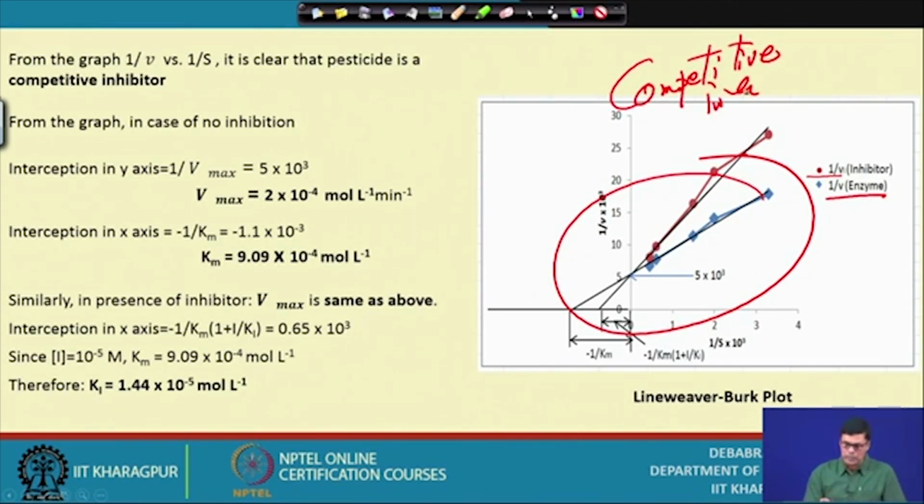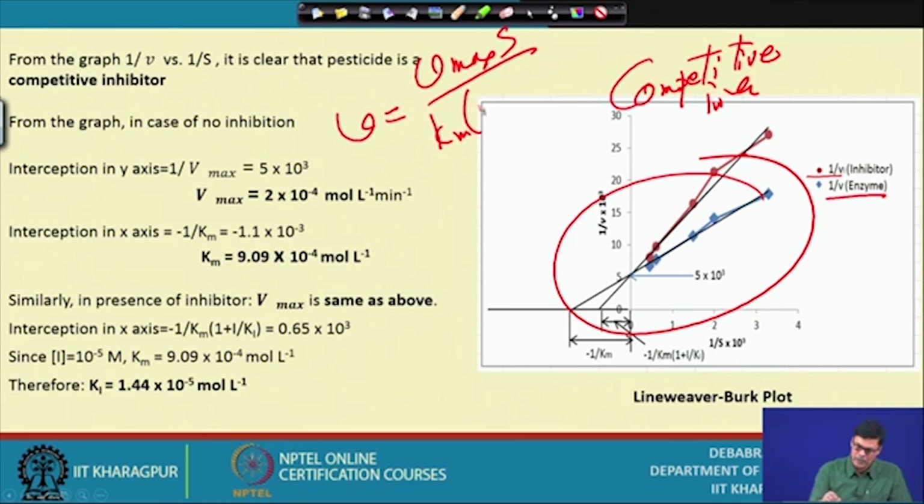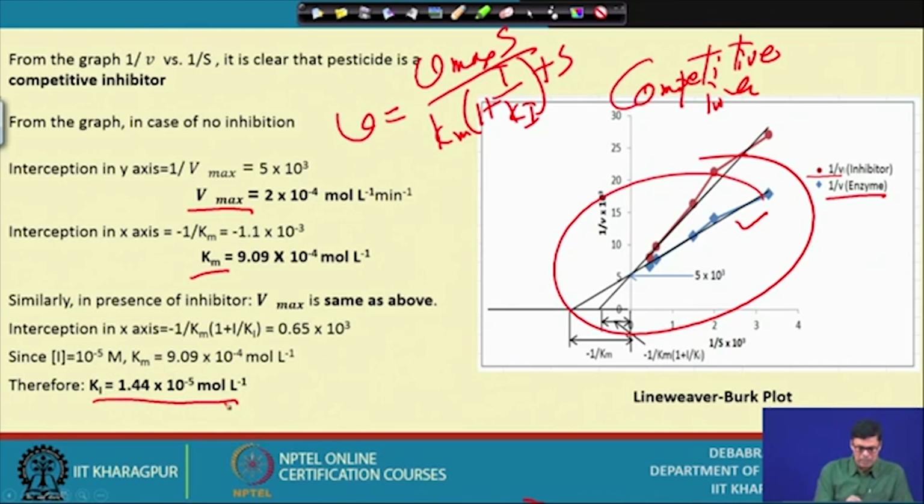So, in case of competitive inhibition, what is the equation we have? V equal to V max S by Km (1 plus I by Ki) plus S. Am I right? Now, our situation is very simple. From the no-inhibition line, we can easily find out the values of V max and Km, and from the inhibition line we can find out the new Km value.